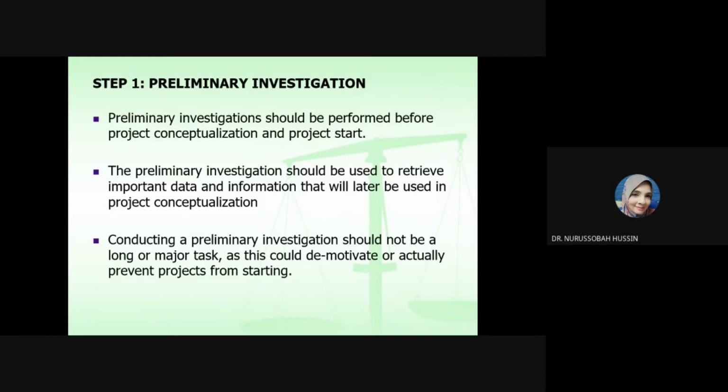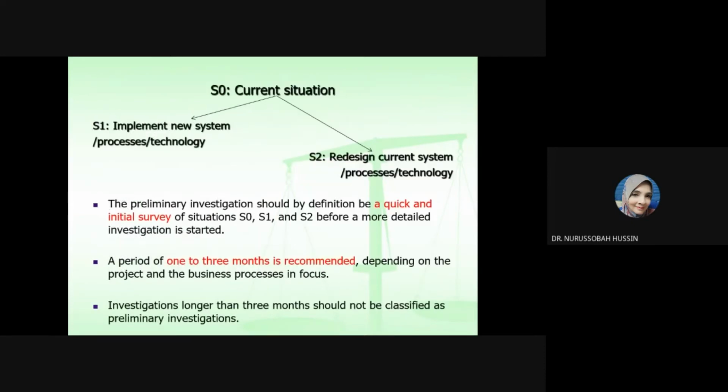Let's see, I give you an example. So this is our current situation in our organization. Our aim is to improve our electronic records management system in the organization. So we want to do the preliminary investigation. We want to do a quick and initial survey on whether we want to implement a new system or redesign the current system. This is very important.